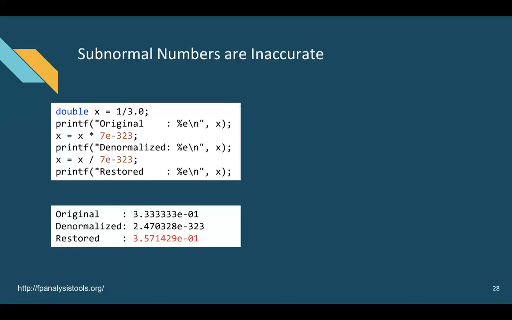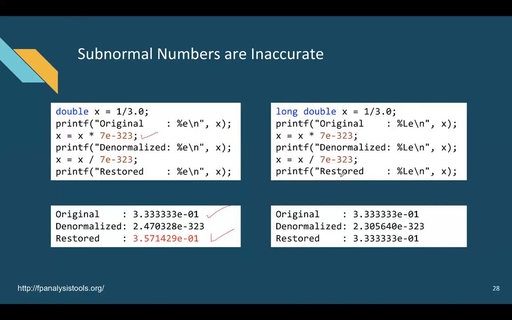And so here's an example of how inaccurate subnormal numbers can be. Here we multiply a constant, which is a subnormal number, by 1 divided by 3. So we have 1 divided by 3, which is the original value. We multiply by this constant. This constant is a subnormal number. We print the result. And then we denormalize it. We divide it now by the constant, so we are restoring the value back. But as you can see, we don't get the initial value. We don't get the value that we get when we divide 1 by 3.